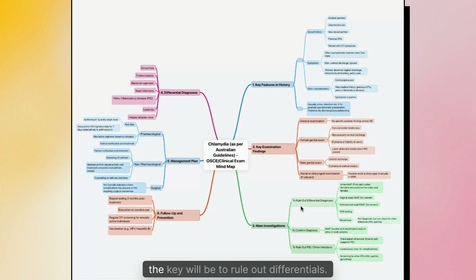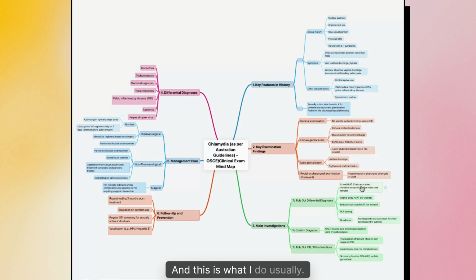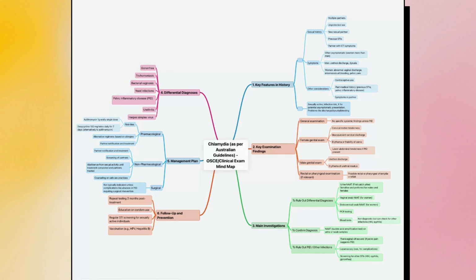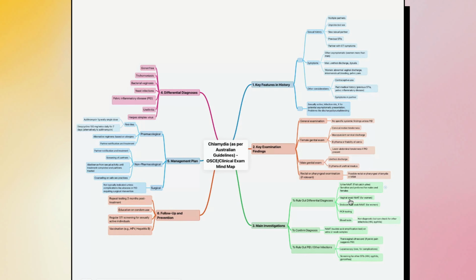Main investigations, the key will be to rule out differentials. The first is the first-catch urine. This is very, very important, and this is what I do usually, and it's easy to do. So this is how you explain to the patient: you get up first thing in the morning, and the first bit of the urine should go into the cup. This is what I tell them, because that's where you can find the chlamydia and gonorrhea when you do a urine sample. Then a vaginal swab is good as well, but it's a bit uncomfortable. Easiest thing, I always do the urine test.